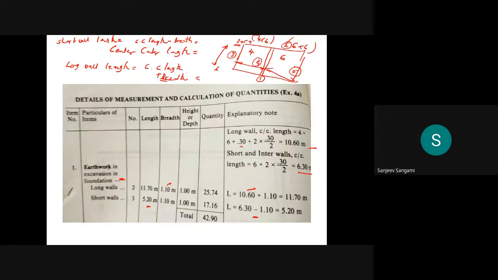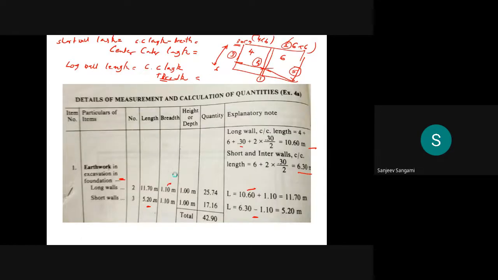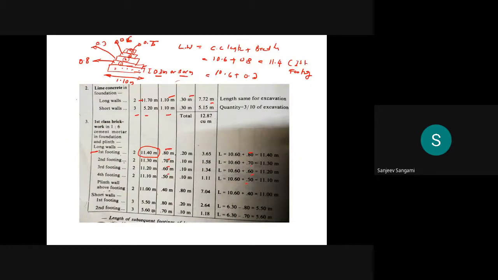Then you can see the breadth changes also, and check the height also in the section figure. For the first footing, you can see the height is 20, and the remaining 3 are 10, 10, 10. The remaining 3 are 10 centimeters each. I have written that here. 10 centimeters is nothing but 0.1 meter, 0.1 meter, and 0.1 meters. Then multiply it, you'll get the quantities.